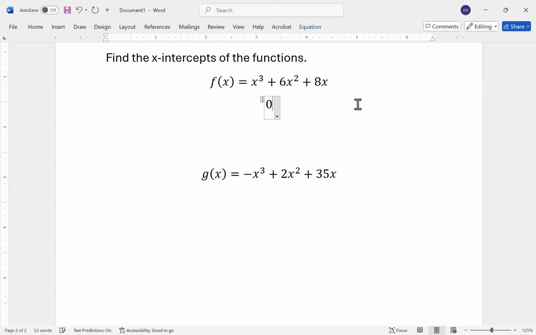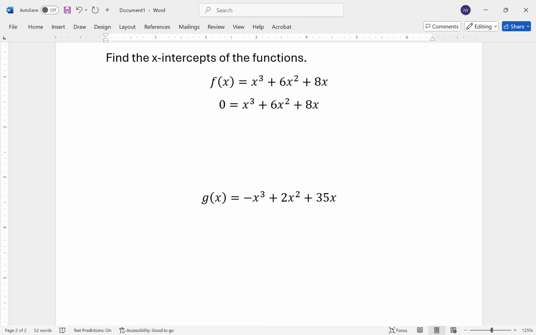All right, so to find the x-intercepts, we set our y value equal to 0, and then we have to factor. And that means I have to factor this right-hand side polynomial. The first trick that we'll do is we'll factor out a greatest common factor. In this case, that's going to be x. Each individual term has an x in it, so we can factor out the value of x, and that's going to give us x squared plus 6x plus 8 inside of the parentheses.